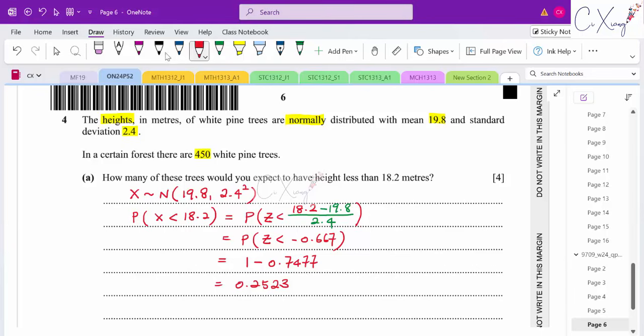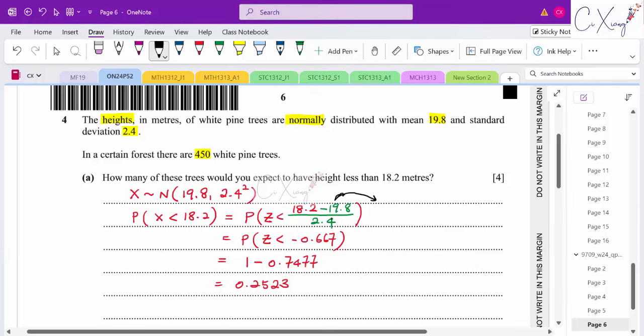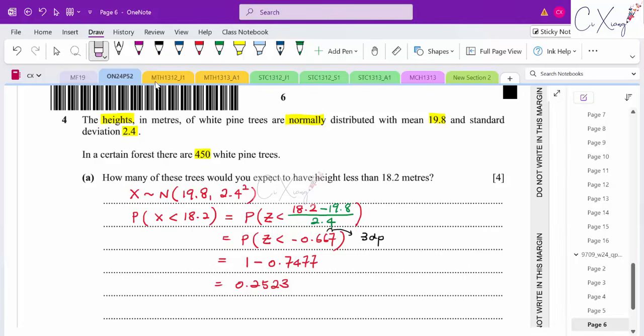Alright, and then a small suggestion, a small reminder here. This particular step of standardization must be written up, standardizing the X to become the Z, right? So you have to show the step where you minus the mean divided by the standard deviation. And a small reminder about the value of Z as well. Please make sure that you keep it to 3 decimal places before you find the value from the table. This particular part must be shown in your solution. Usually you will be given a mark.